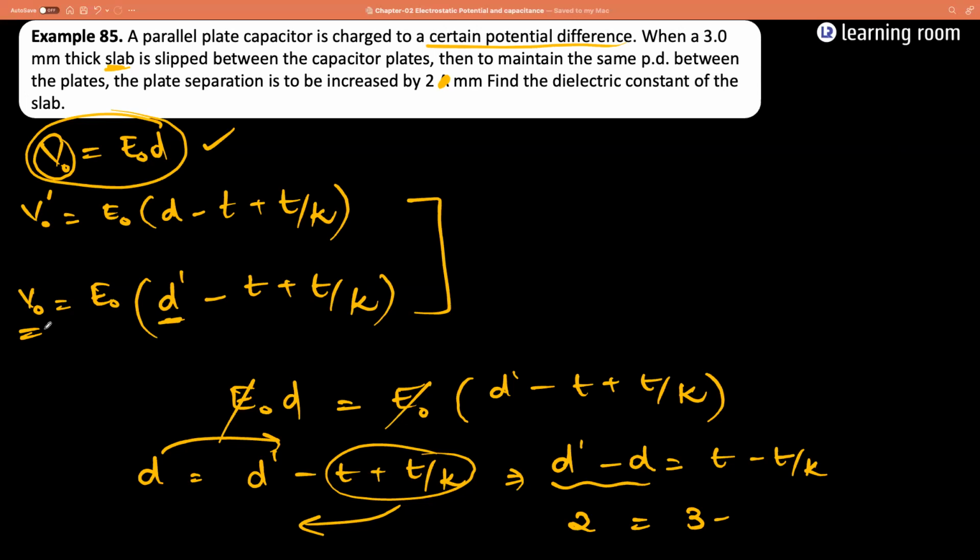So I need to equate the first potential and the third potential. So D dash minus D is 2, thickness is 3. So 3 minus 3 divided by kappa, which implies 3 by kappa is equal to 1. So kappa will be equal to 3. So this will be the answer.